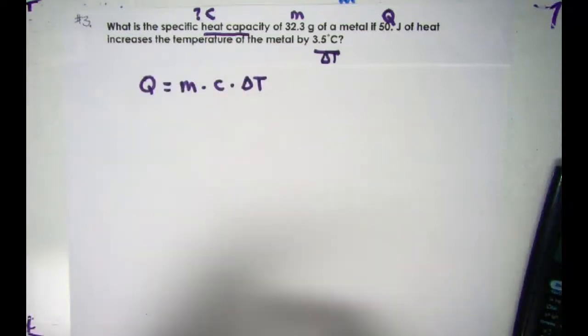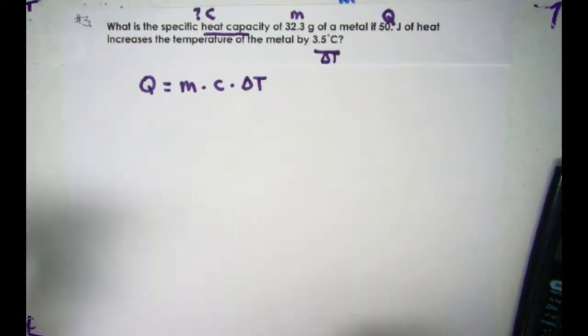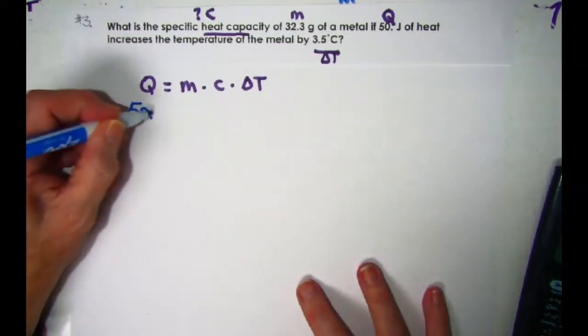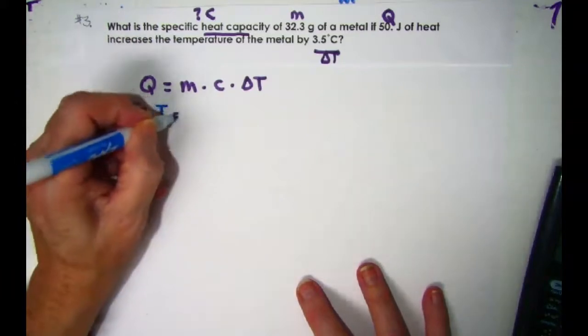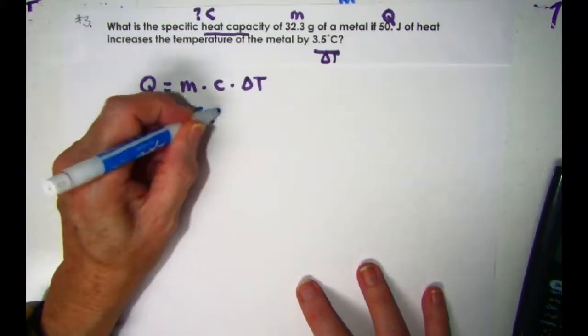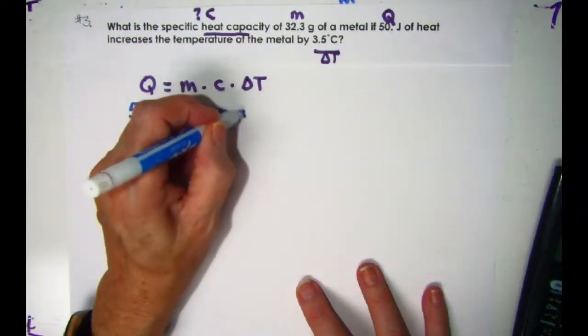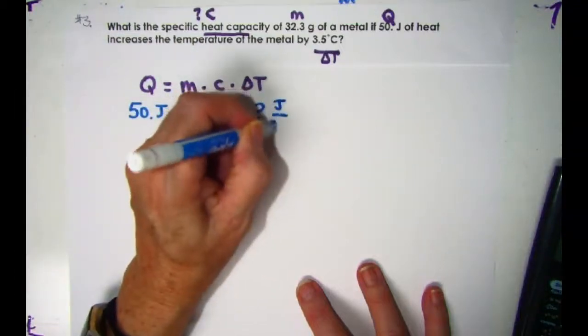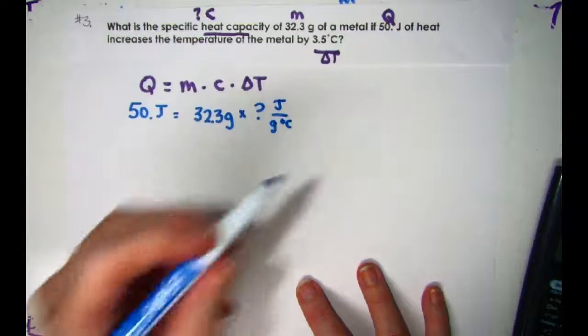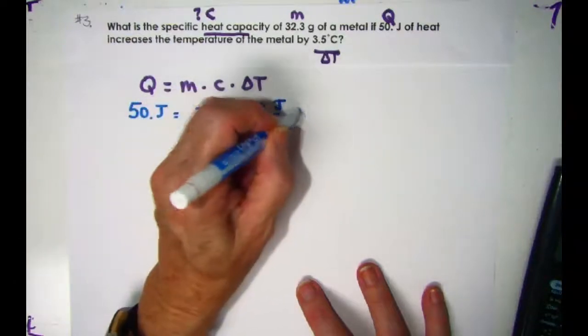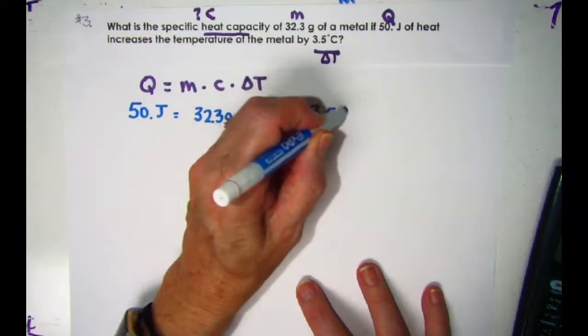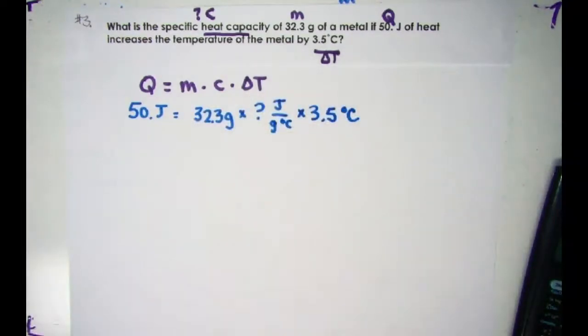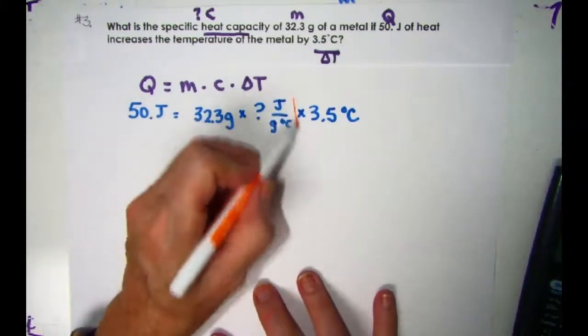All right, so guys, what we are doing, and again, this is just the way I do it. You can rearrange it if you would like to. I would rather just put the numbers into where they're supposed to go. 50 joules equals 32.3 grams times question mark, which is going to be in joules per gram degree Celsius. That's C, times 3.5 degrees Celsius.